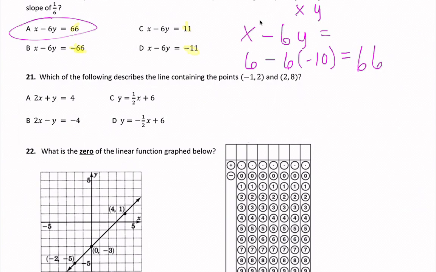Okay, on 21 it says, which of the following describes the line containing the points (-1, 2) and (2, 8)? If I look at my answer choices, I see that two are in slope-intercept form, and two are in standard form. I know a lot of people from here would like to take these two points and find slope, so that's an idea.